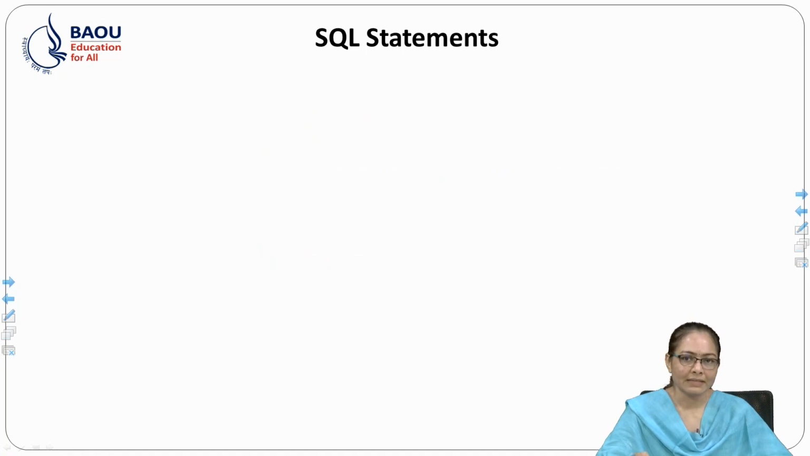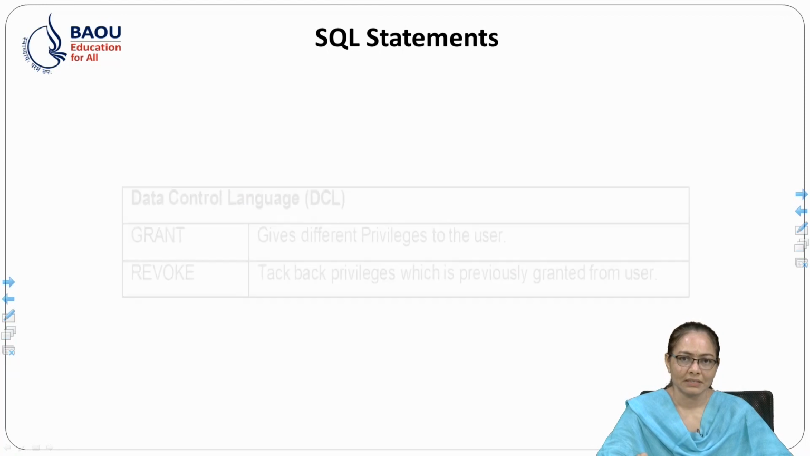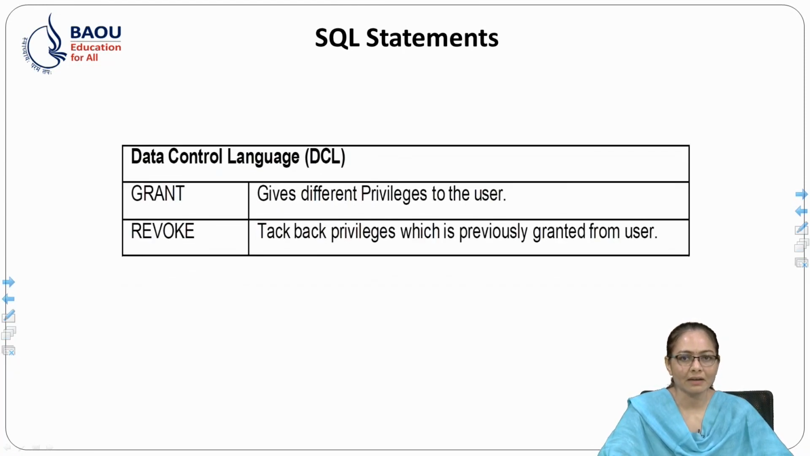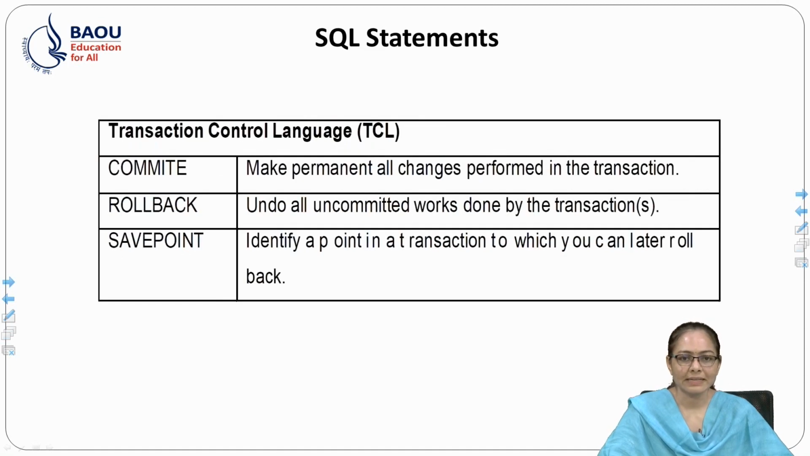Now, the next command is a DCL. DCL means data control language. It is used to control access privileges of the object in the database. In this, the grant command. Grant is used to give the different privileges to the user. Revoke command. The revoke command is used to take back the privileges which were given by the grant command from the user.